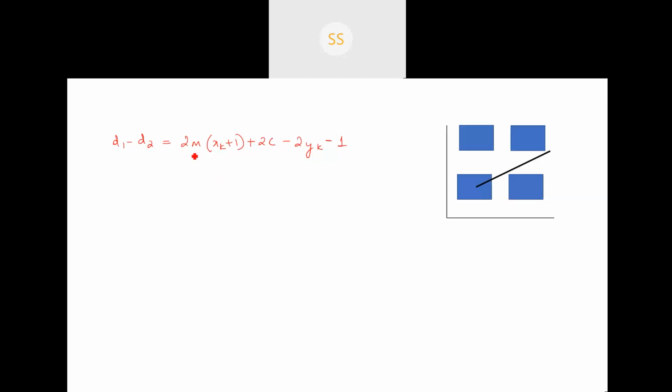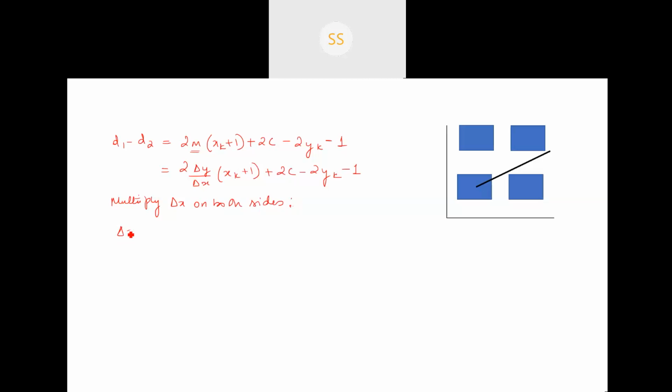Okay, so now I already told you I have a term m. So I'm going to substitute the value of m, that is delta y by delta x. Then I write xk plus 1 plus 2c minus of 2yk minus of 1. Now if I have to remove this fractional part, I need to multiply what value? Delta x on both sides of my equation. So what do I get?